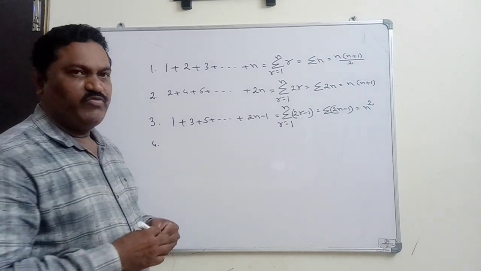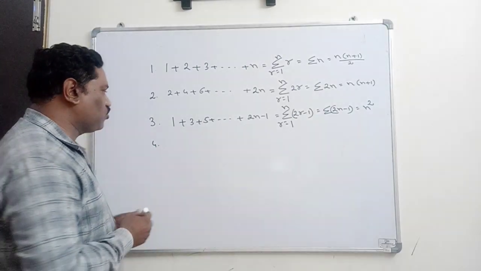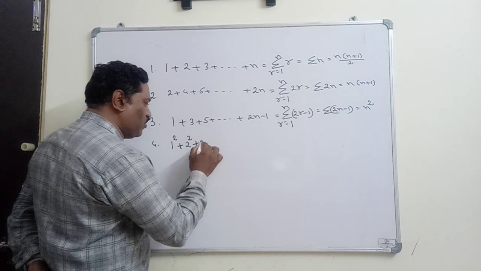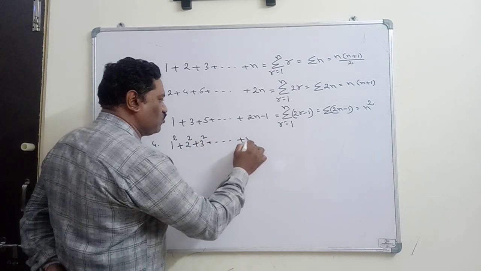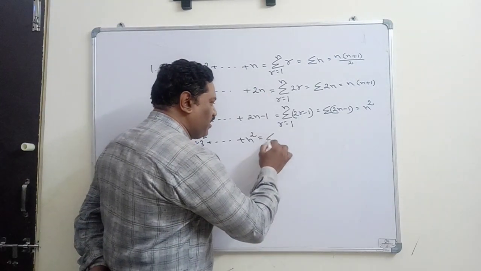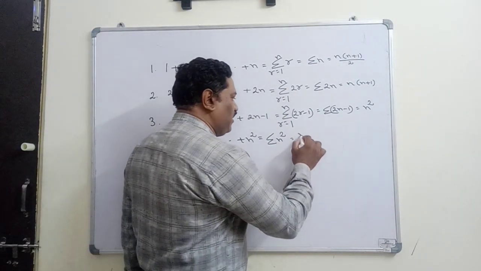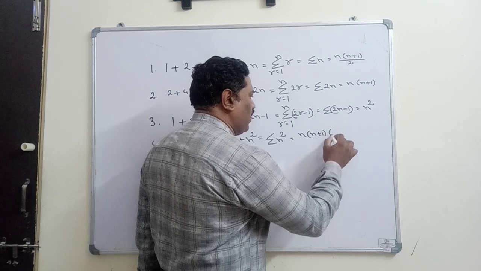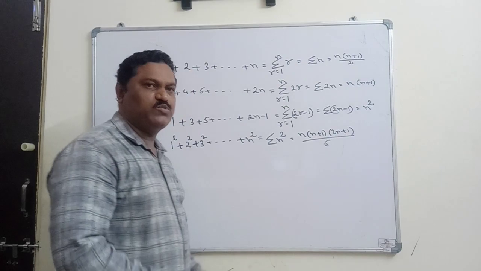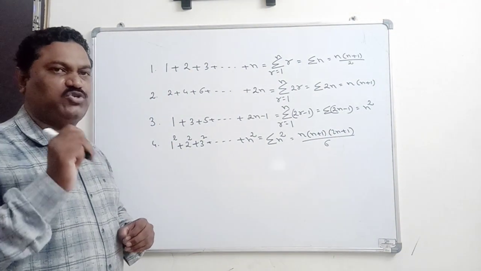the fourth formula: we have to find the sum of the first n square natural numbers, that is 1 square plus 2 square plus 3 square and so on up to n square. Simply we can write it as sigma n square. The formula is n into n plus 1 into 2n plus 1 upon 6. This represents the sum of the first n square natural numbers.